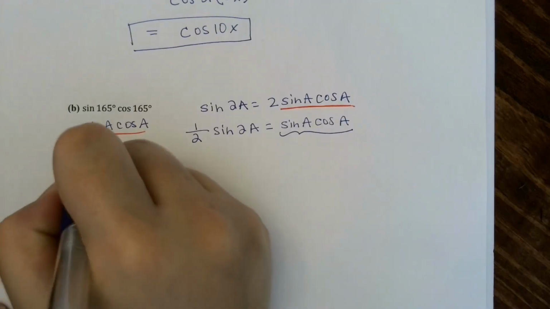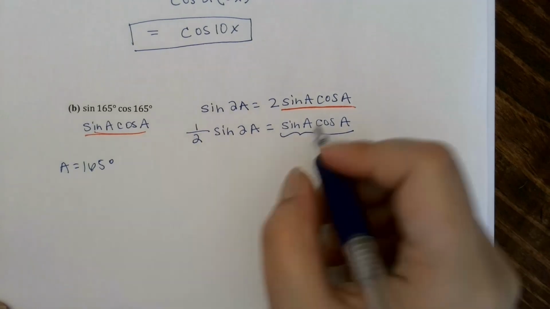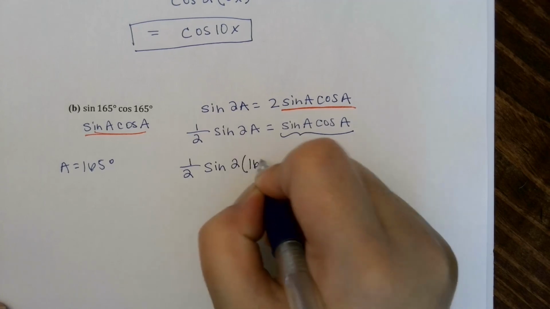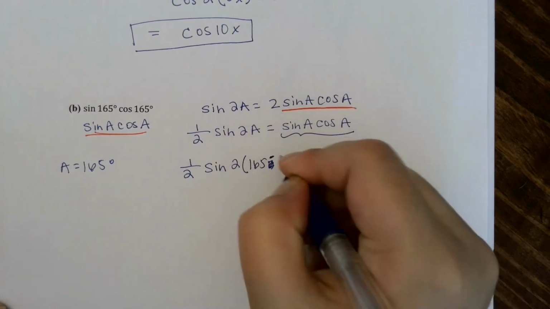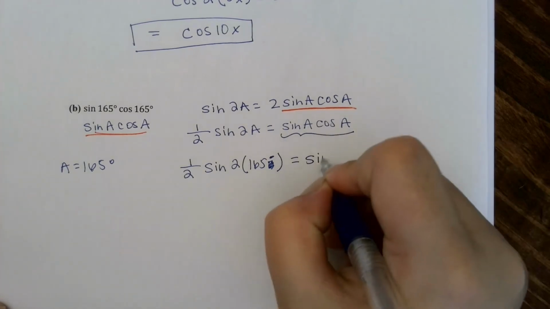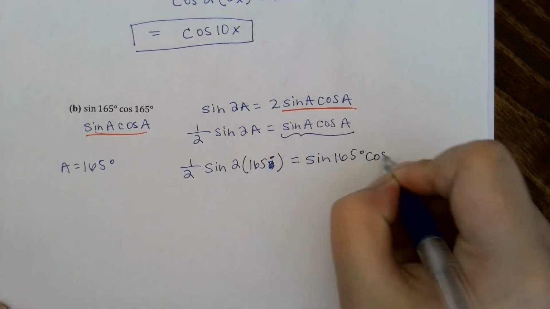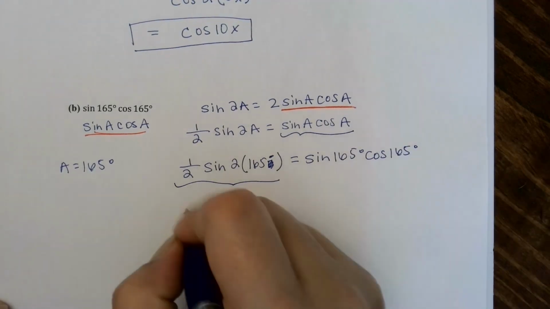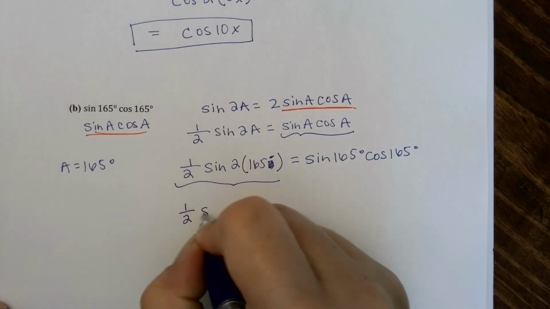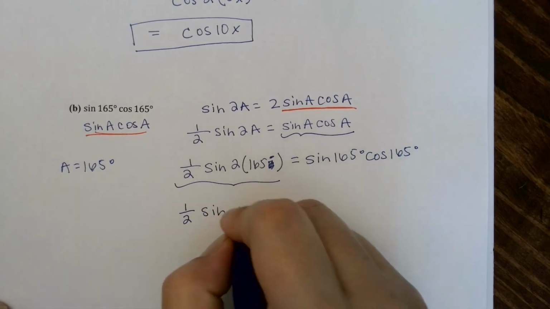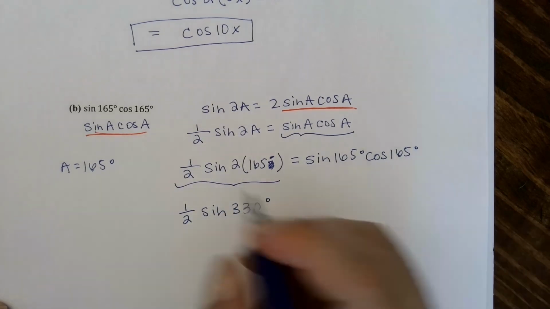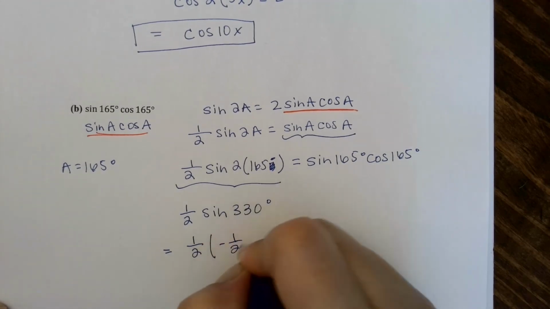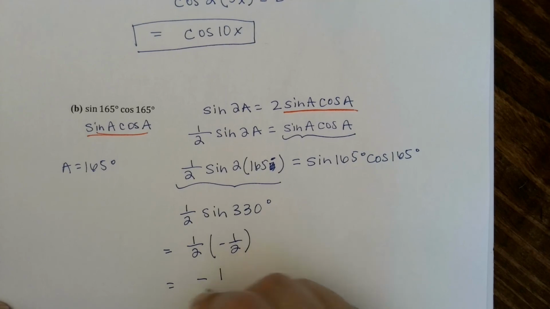Okay, A is equal to 165 degrees. So that means that this is 1/2 times sine 2 times 165 degrees equals sine of 165 cosine of 165 degrees. Okay, so this is the side that we're looking at. So we have 1/2 times sine of 2 times 165. It's going to give me 330 degrees. Sine of 330 degrees is -1/2. So this is going to give me a -1/4.